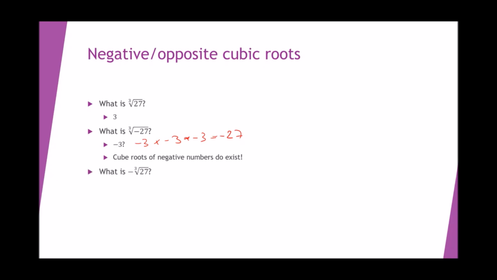Lastly, what about the opposite then? Minus cubic root of 27. Well, this is also minus 3. We still first calculate the root, cubic root of 27, that was 3, and then we add the minus. So again, it's just the opposite of the cubic root of 27. But this is the special thing here, that it does work for negative numbers as opposed to square roots. Okay, so that's the negative and opposite stuff.